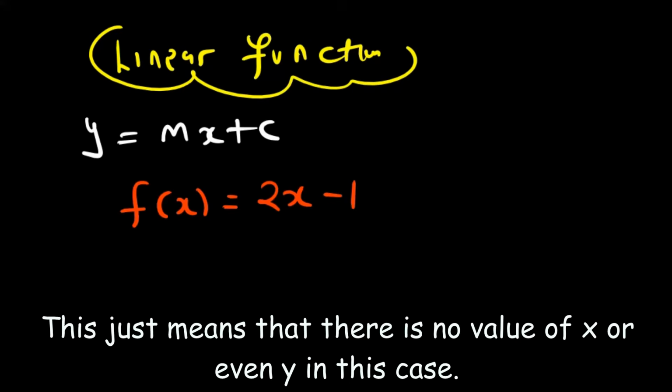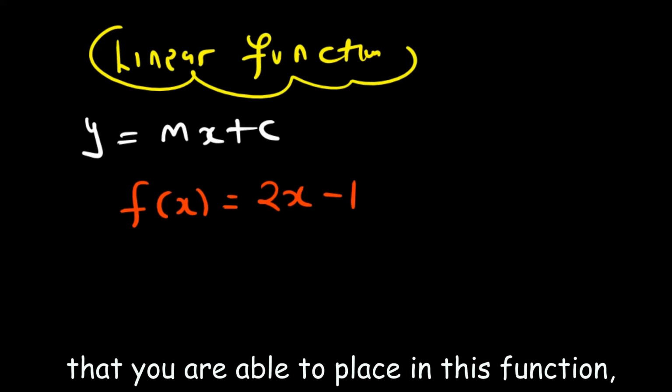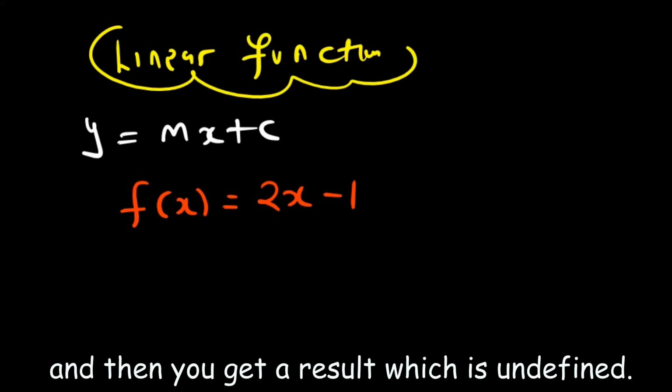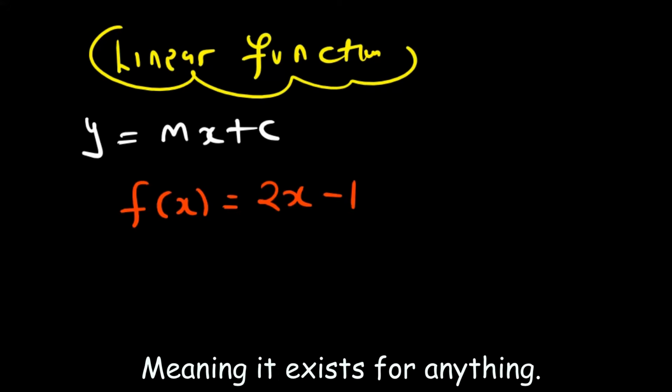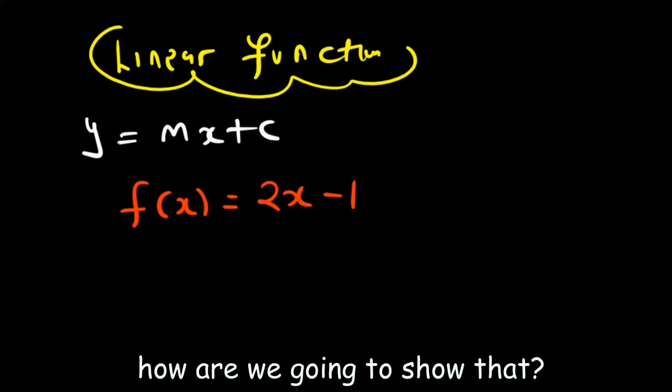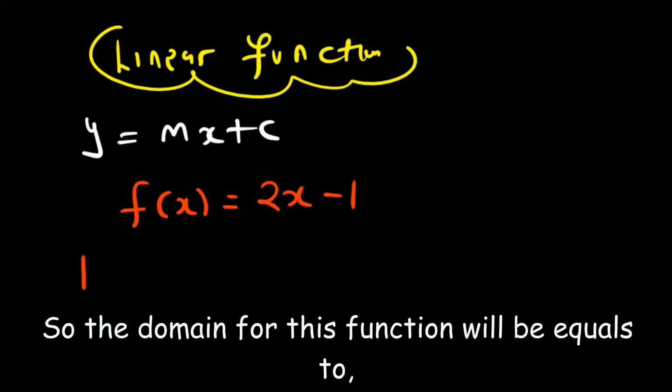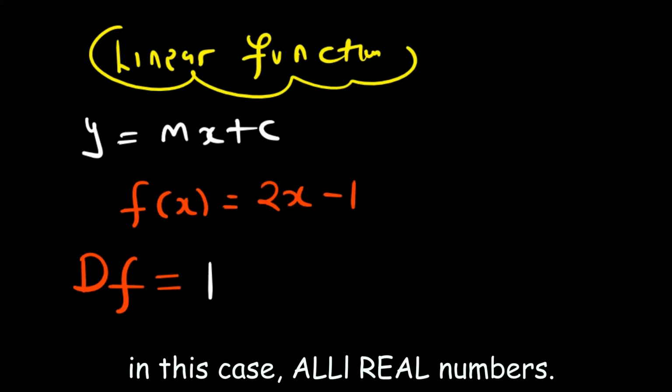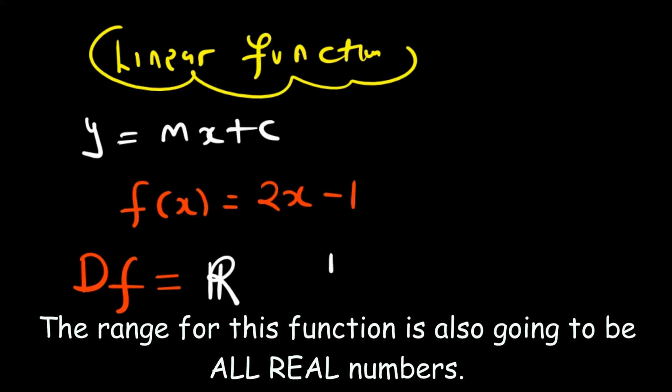Okay, this just means that there is no value of x or even y in this case that you are able to place in this function and get a result which is undefined, meaning it exists for anything. Now if it exists for anything, how are you going to show that? So the domain for this function will be equal to, in this case, all real numbers. Okay, the range for this function is also going to be all real numbers.